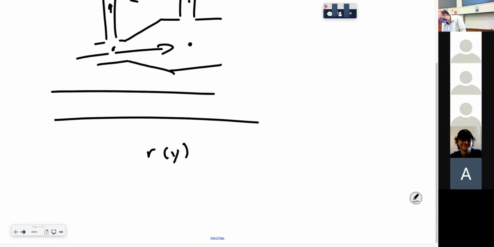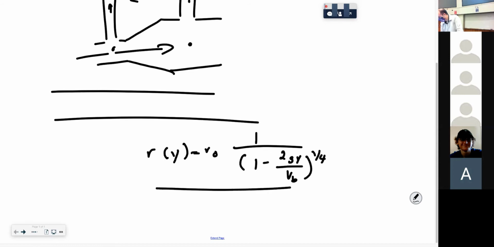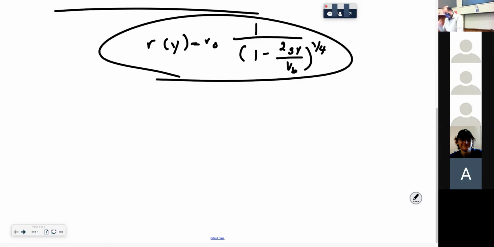Radius as a function of y looks something like this. You've got r naught, you've got 1 over 1 minus 2gy over vb, which is the velocity at the bottom, to the 1/4 power. That's what it looks like analytically. What does it look like in practice? I was impressed that some were able to even qualitatively think about what this would look like, because it does have to taper as it goes in, but it tapers extremely dramatically.